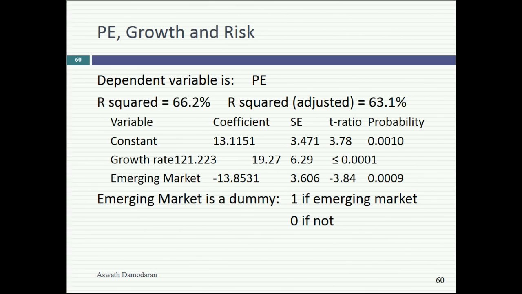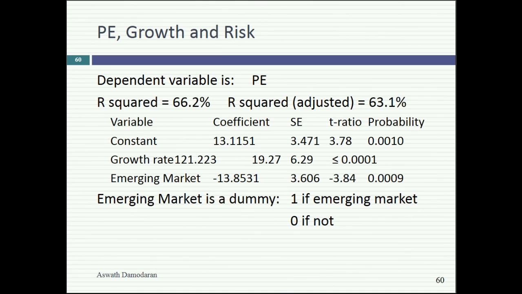So let's see what we get. The price-earnings ratio for every 1% increase in the growth rate increases by 1.21. So higher growth companies have higher P/E ratios. No surprise there. But here's the interesting variable. Look at the emerging market dummy. An emerging market company with the same growth rate as a developed market company has a P/E ratio 13.85 lower than the developed market telecom company. High-risk companies trade at lower P/E ratios. High-growth companies trade at higher P/E ratios.